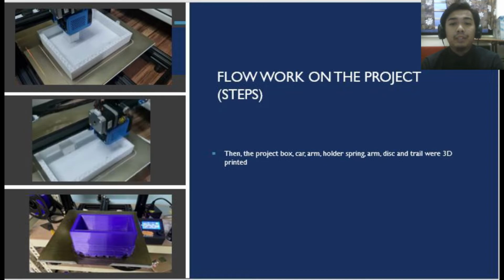Assalamualaikum and good day. My name is Muhammad Aidil Aswad. I will explain the next part of this project. The next part of the workflow of this project is the 3D printing part.